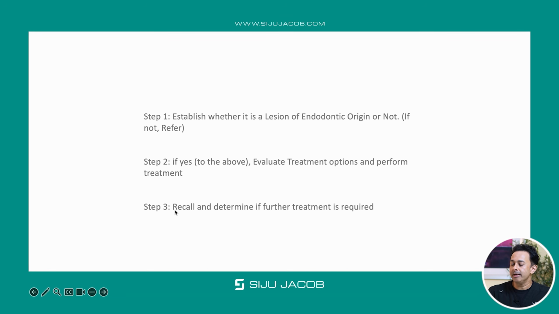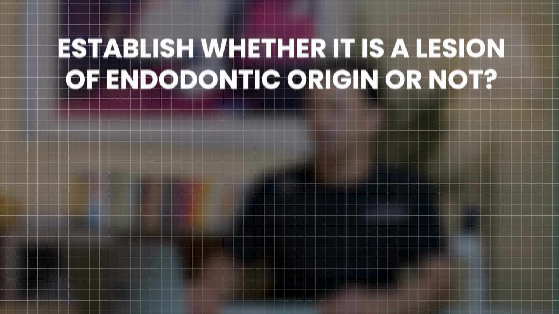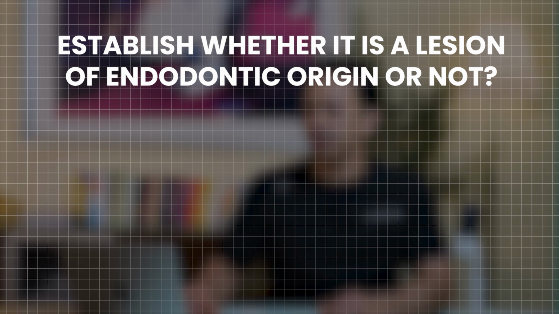And then step 3, after you've done treatment in your clinic, you have to recall and then determine if further treatment is required. Let's say you've figured out that it's a lesion of endodontic origin, you go ahead with some treatment, and then you recall the patient and you find out that the lesion is not responding, then again you have to ask for additional help or refer the case outside. So these are the 3 steps that a clinician needs to do. Let's look at the first step. How do we establish whether it's a lesion of endodontic origin or not?